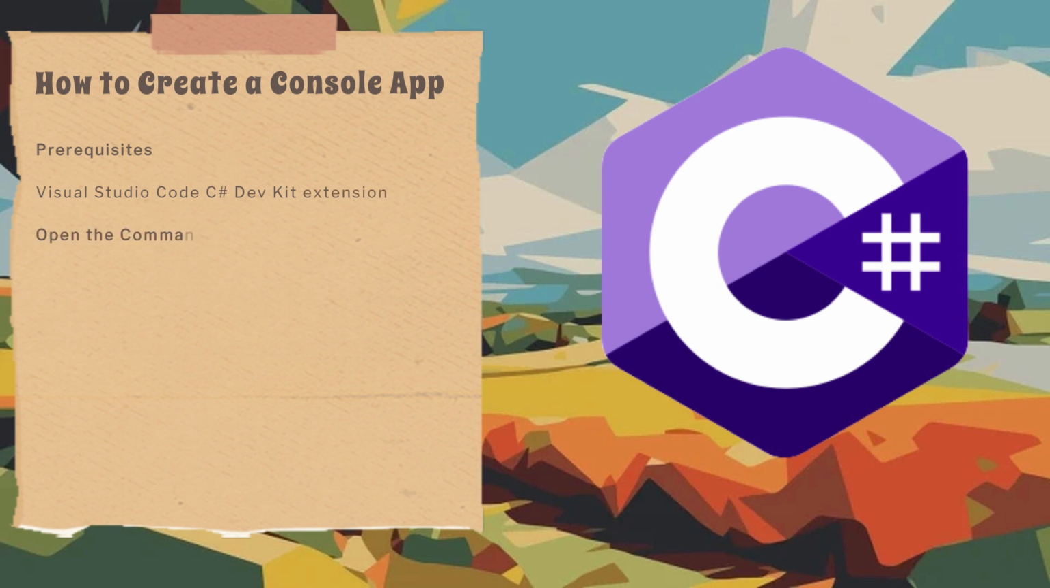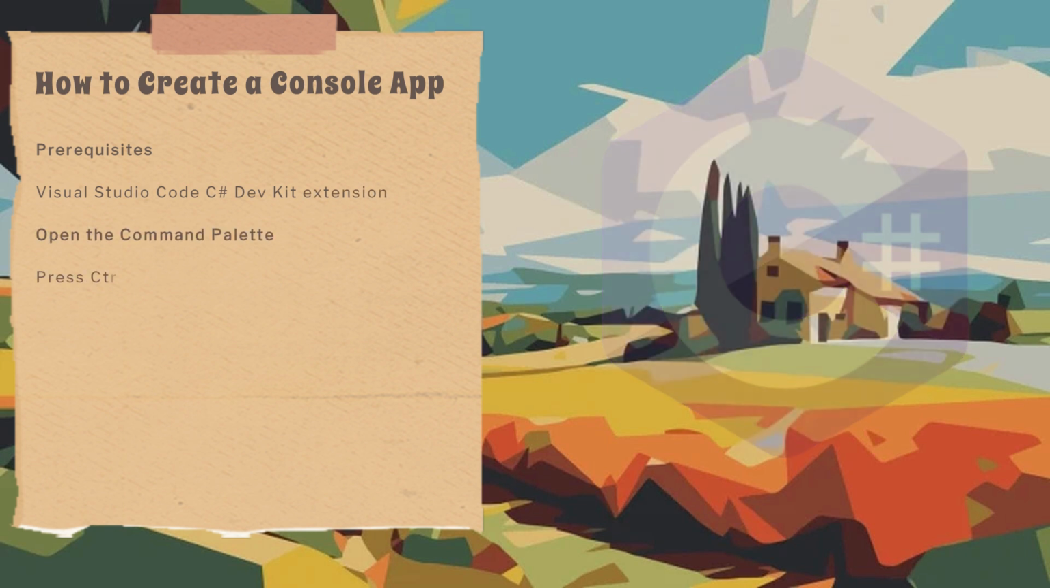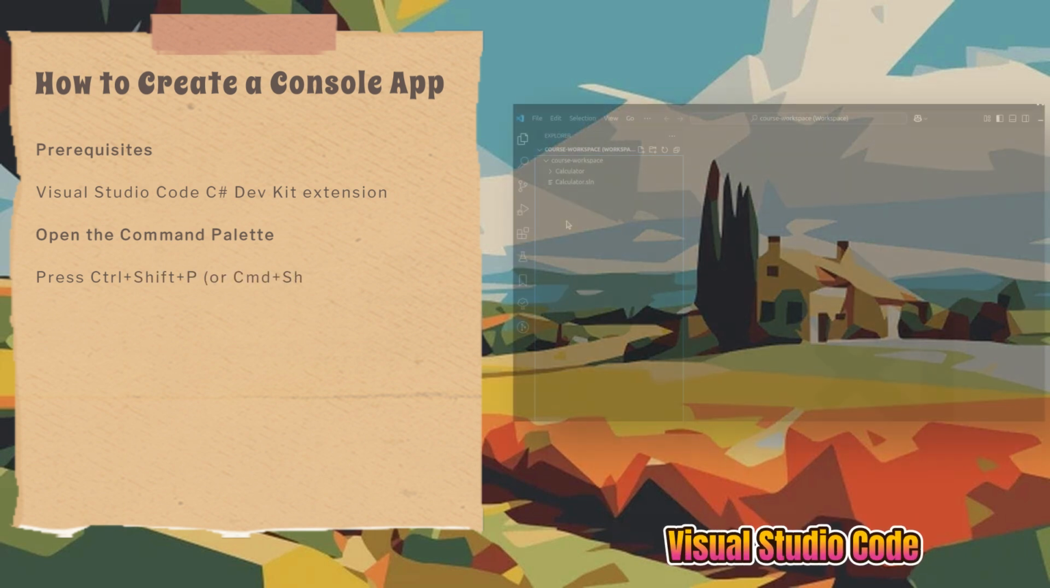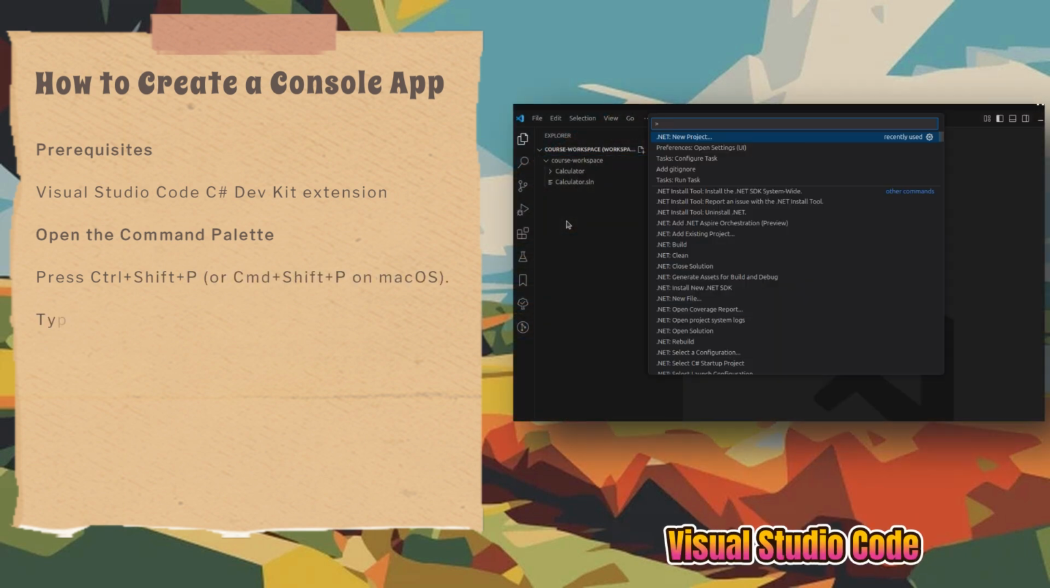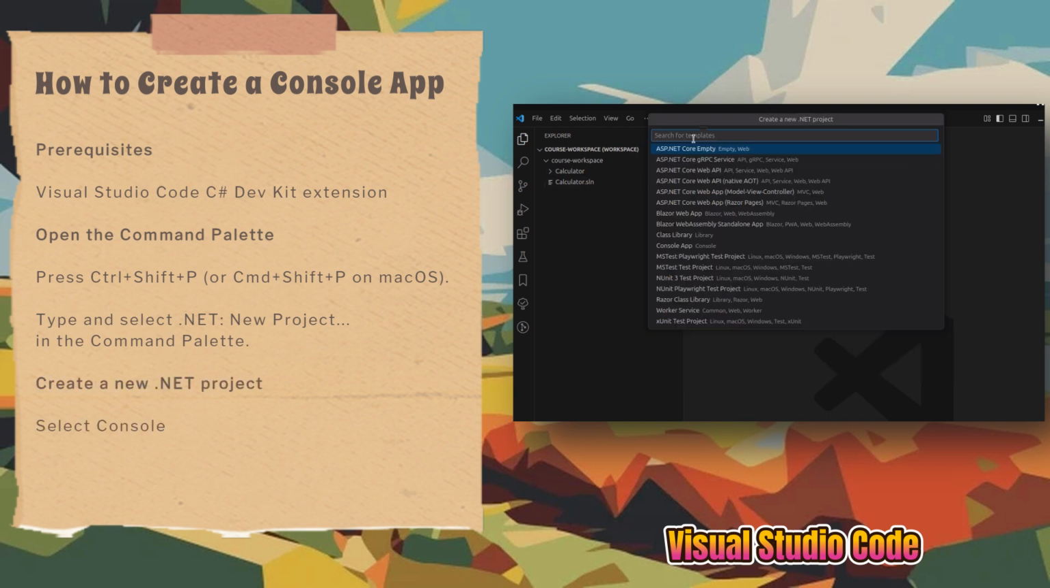Open the command palette. Press Ctrl plus Shift plus P. Type and select .NET New Project in the command palette. Select Console App from the list of project templates. This will create a basic C# console application.